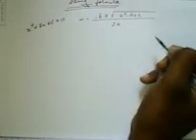I forgot to tell you that any quadratic equation is of the form ax square plus bx plus c equals 0. Here the value of a is 1, the value of b is 7, and the value of c is 6.